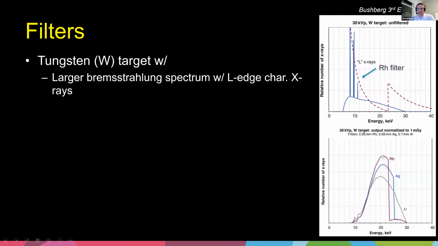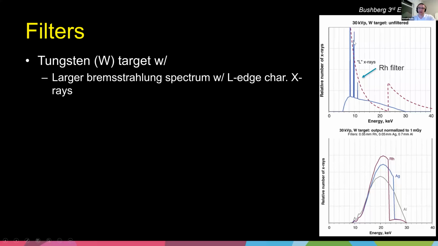You can kind of see these spectrums here. These are all tungsten spectrums with different filters: rhodium, silver, aluminum. And that gives us the ability to image a good wide spectrum within that 10 to 30 keV. 20 is kind of the sweet spot. That's why you see these are all basically centered over the 20.